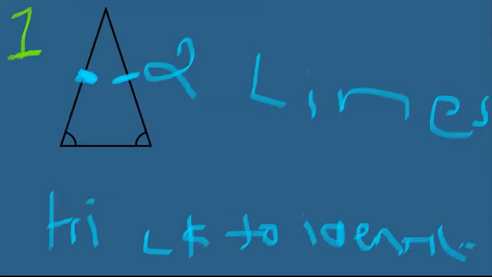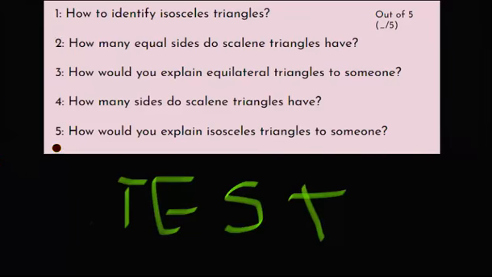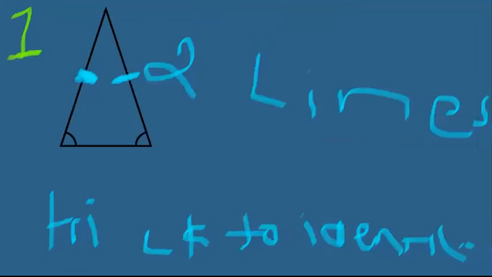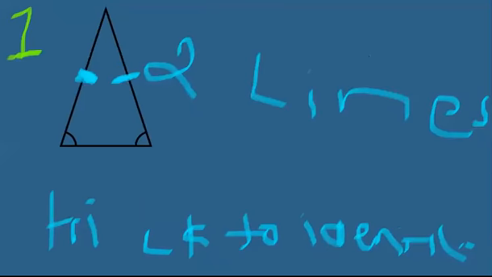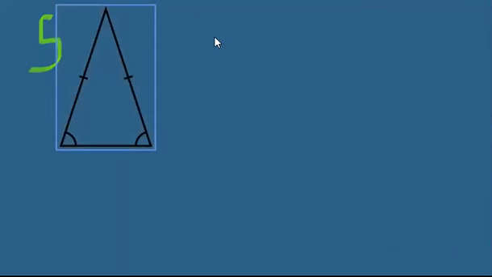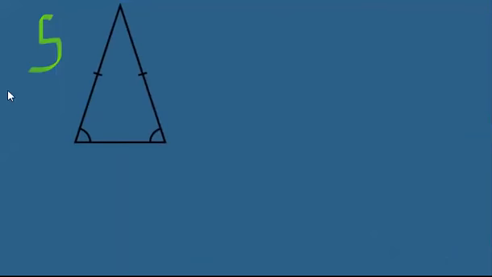Next is our last question. So let's go to right here, our questions page 5. How would you explain isosceles triangles to someone? This is kind of like the same question as number 3, but it's a bit different. So let's just go to our isosceles triangle picture, and insert this, and let's just copy and go to our page and paste. Okay, here is our isosceles triangle picture.